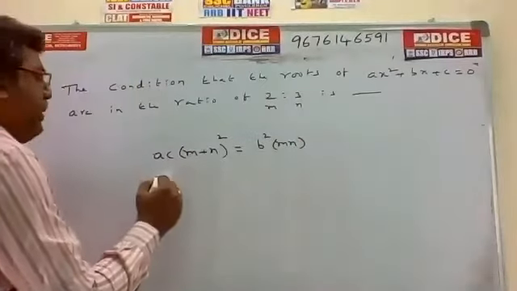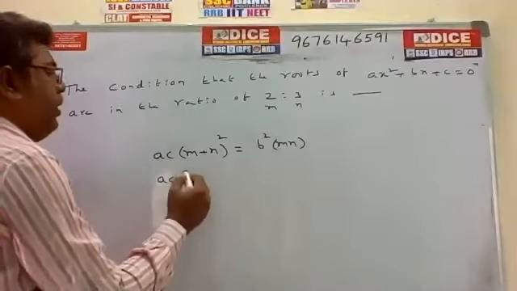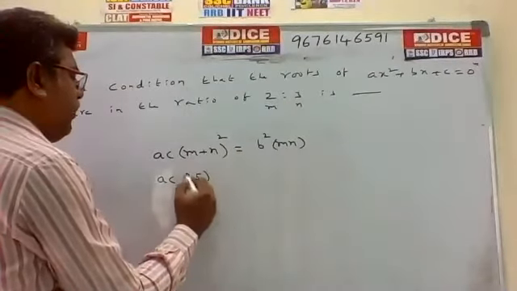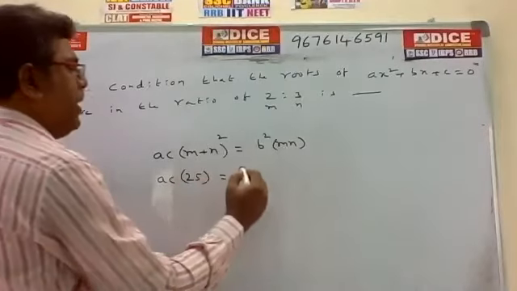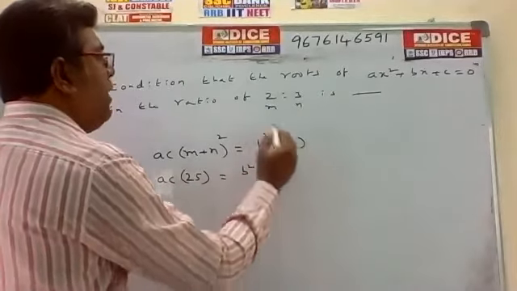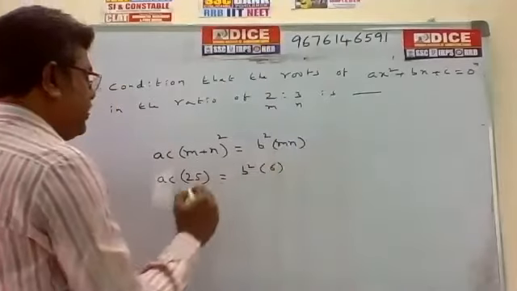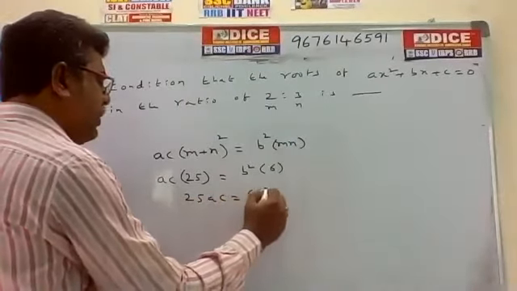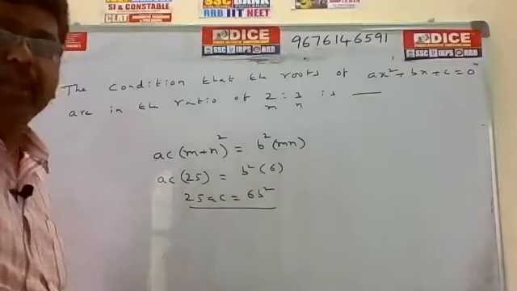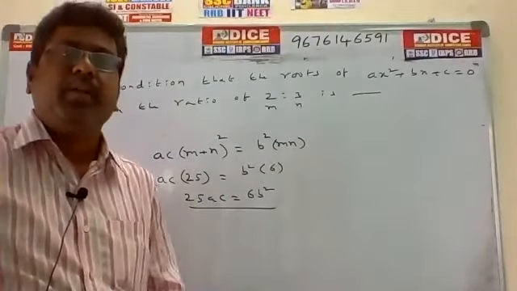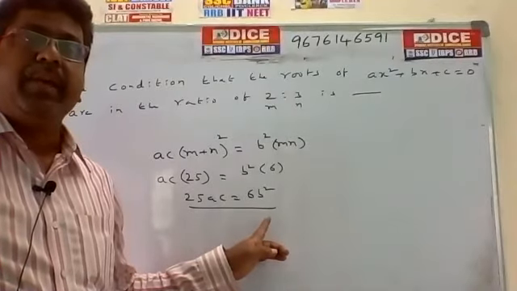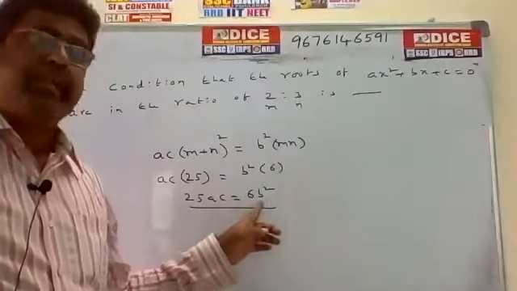Now write down ac into m plus n, 2 plus 3, 5 whole square means 25. b square into m into n, 2 into 3 is 6. So the answer is 25ac is equal to 6b square. This is the condition: 25ac is equal to 6b square.